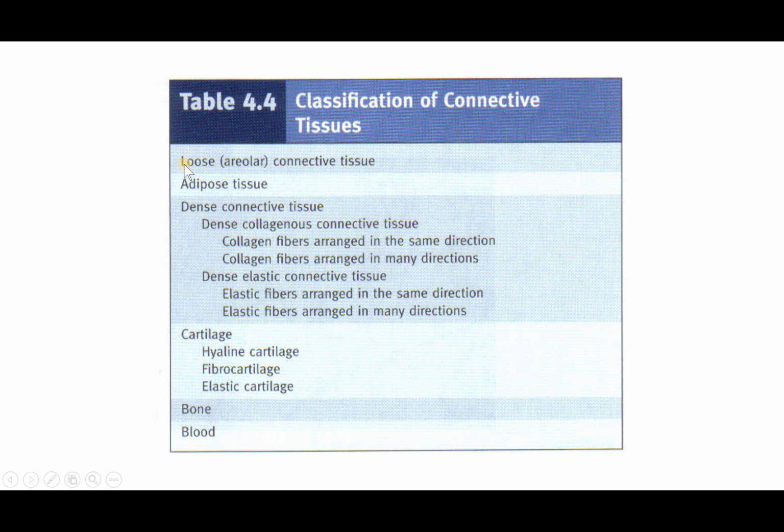Okay, so we're going to look at loose areolar connective tissue, adipose, dense connective tissue, and the two different forms of that, and then some cartilage, three different types of cartilage, bone, and then blood. So these are our different types of connective tissue we'll look at.